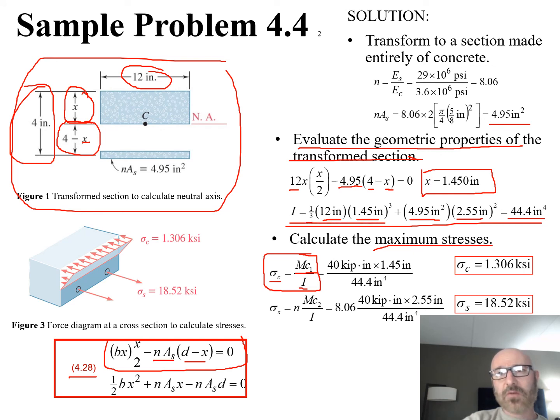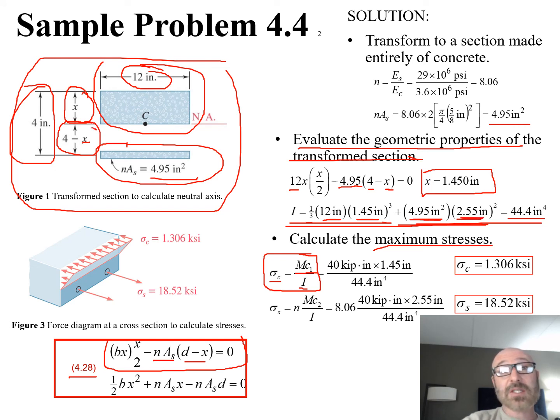Just to clarify where this equation comes from, we have 2 different things. This is our I value for the top section in our diagram, and this is our I value for our bottom section down here, where this is our nA_s. That's why we have that 4.95 inches. And where this 2.55 comes from, that's this distance right here, 4 minus x. So 4 minus this 1.45 for x is 2.55. That's where we get our I value for this section. Again, we add those 2 together from the top and the bottom to get this I value of 44.4 inches to the 4th.